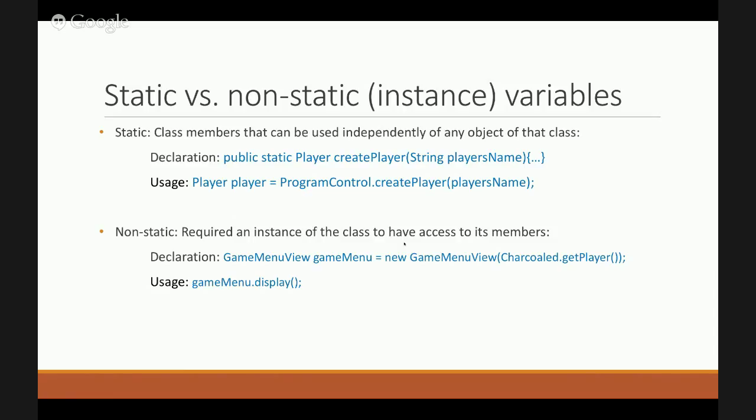The other example below is the non-static. Whenever we want to use a member of an object that is non-static, we need to instantiate the object, as in this example: GameMenuView gameMenu = new GameMenuView. So we're instantiating an object of type GameMenuView and assigning it to the variable gameMenu. And then finally in usage, we can use the gameMenu.display method. And that's the difference between static and non-static instance variables.